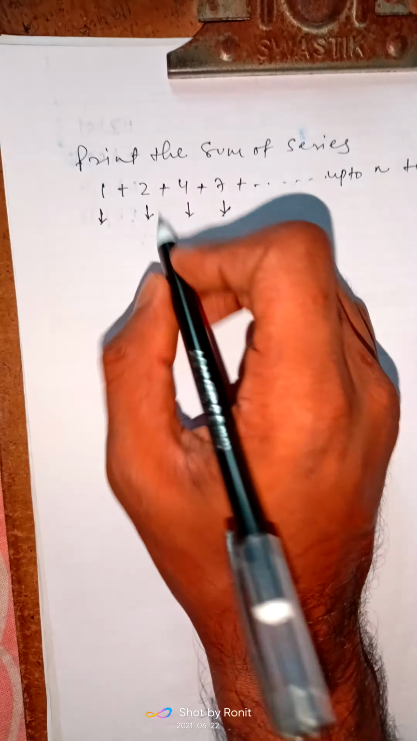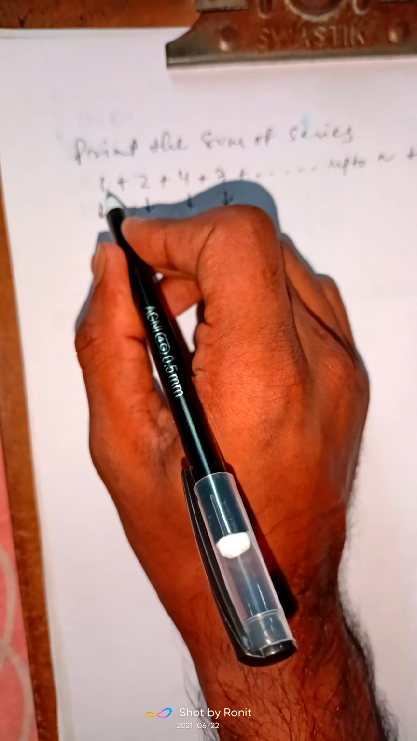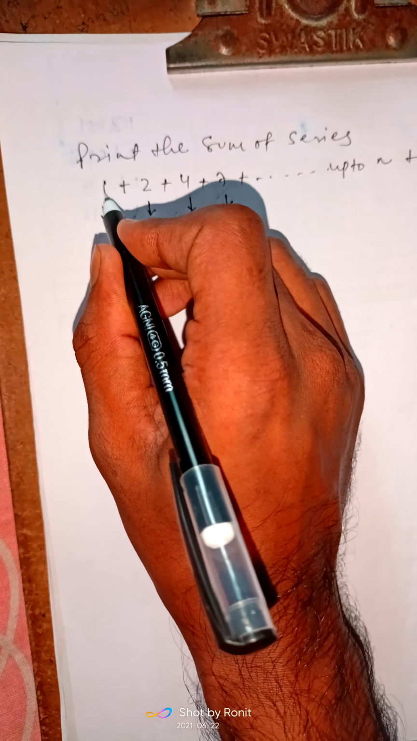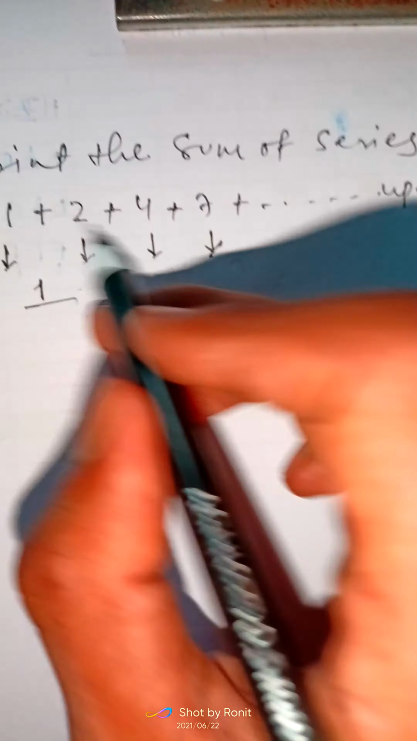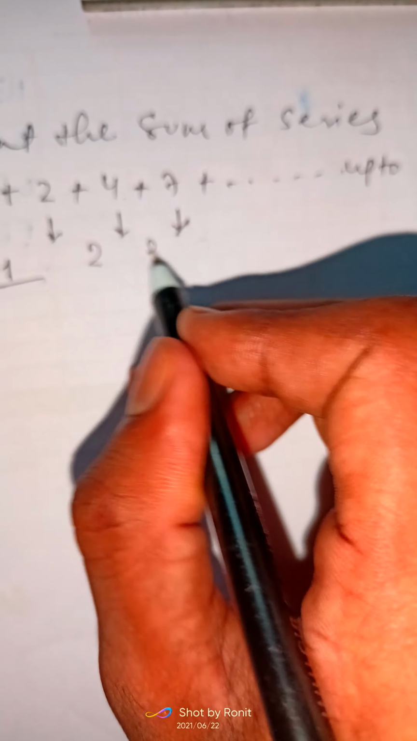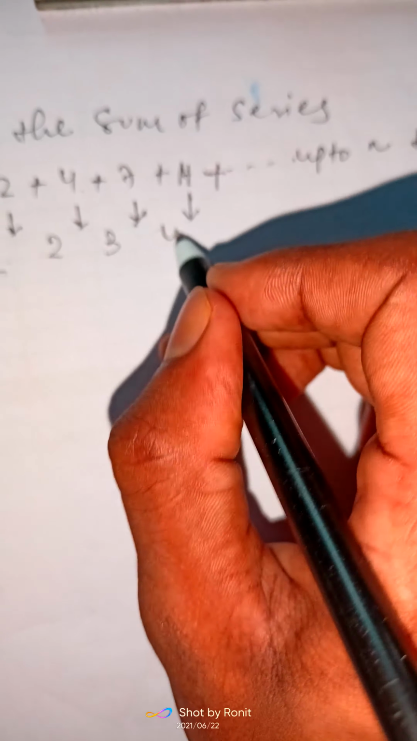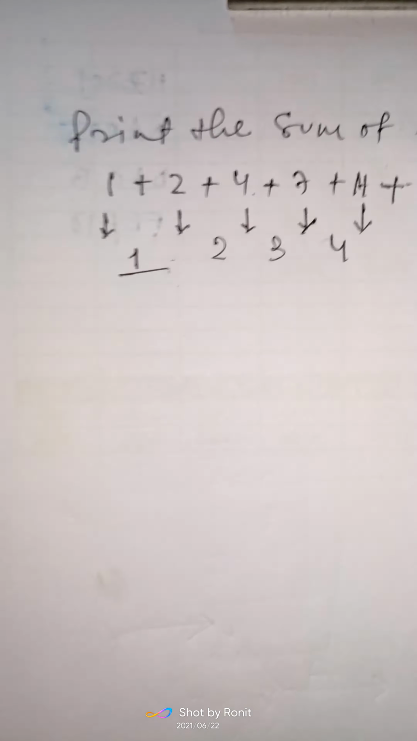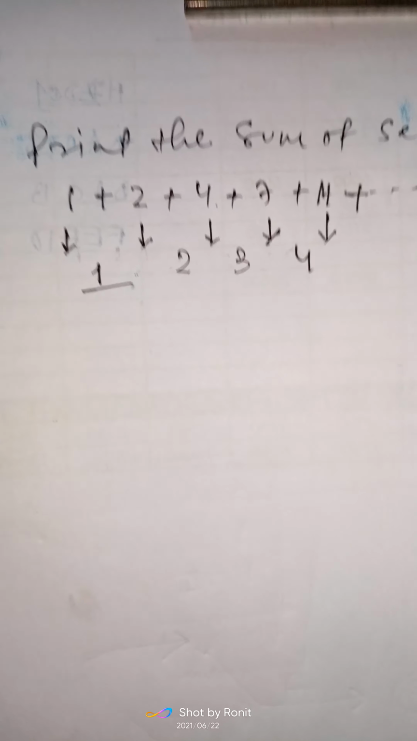Fine. So what is the common difference? From the first term to the second term, the difference is 1. For second to third, the difference is 2. For third to fourth, the difference is 3. Next term will be 11, then the difference will be 4, and so on. So whatever the term number, that will be the difference.